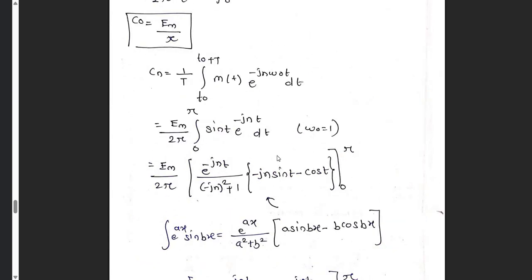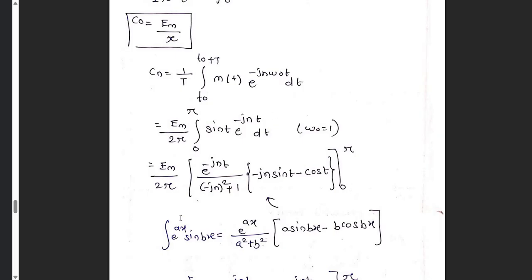Now the formula which we need to use is for e raised to ax sin bx. What is the formula? e raised to ax divided by a square plus b square into bracket a sin bx minus b cos bx. So here use this formula and write this.